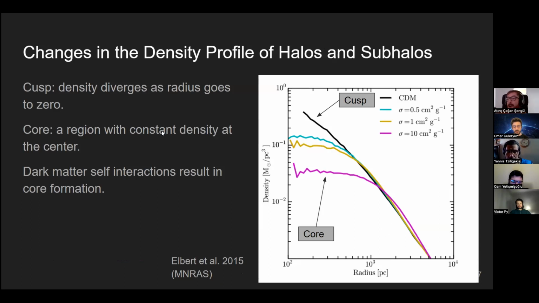So what is this? In the lingo of structure formation, a cusp is this divergent density profile as radius goes to 0, which is what you expect from cold dark matter. When you make dark matter interactionless with itself, it forms these cusps in simulations. Again, in simulations, if you allow dark matter to interact with itself with varying cross sections, it forms larger and larger cores, the larger the interaction cross section. And these cores are constant density regions within a certain radius. And this is another observable that we see. Once you look at these objects, if you are able to measure their density profile, it tells you about dark matter self-interactions.